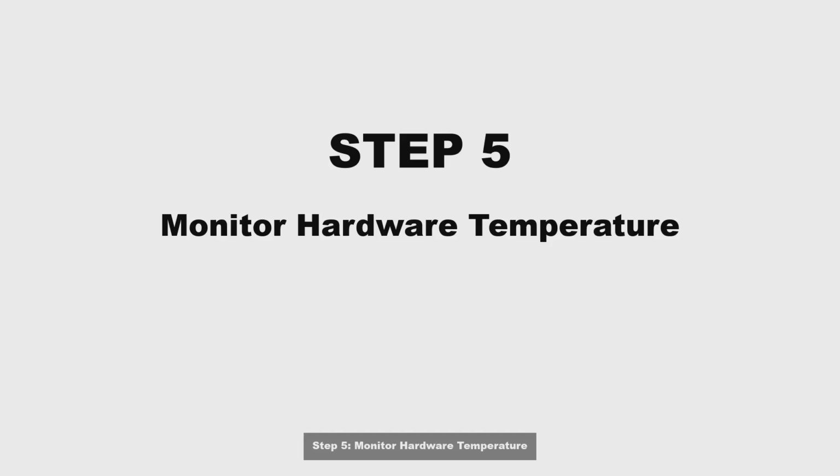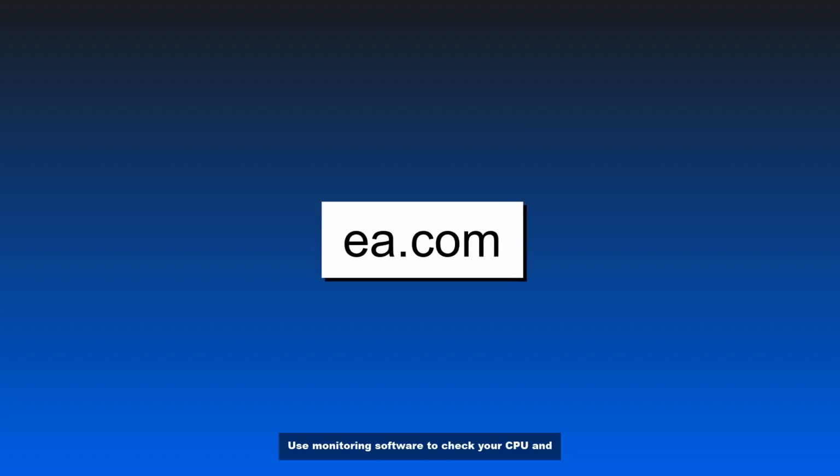Step 5. Monitor hardware temperature. Use monitoring software to check your CPU and GPU temperatures while playing. If temperatures are too high, consider cleaning your hardware or improving cooling solutions to prevent thermal throttling, which can lead to stuttering.